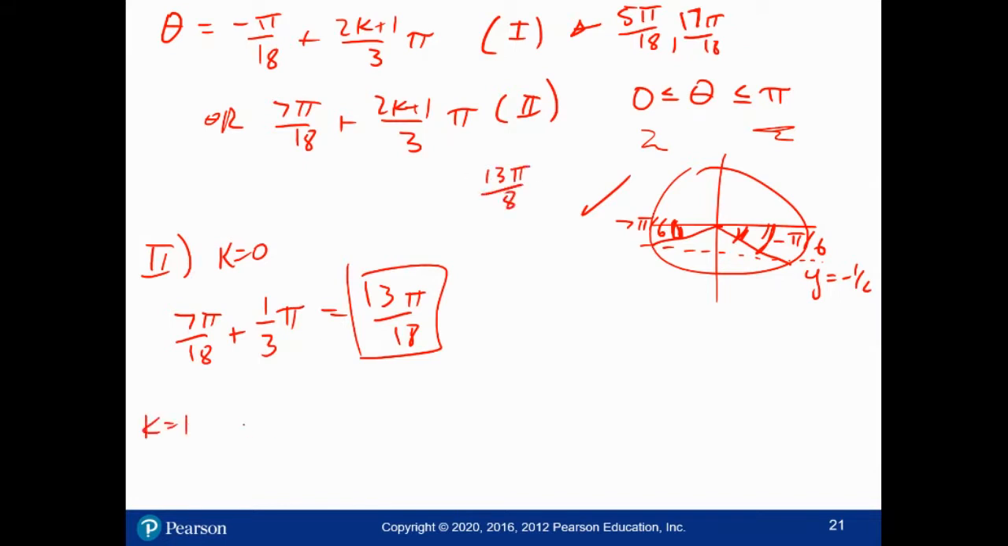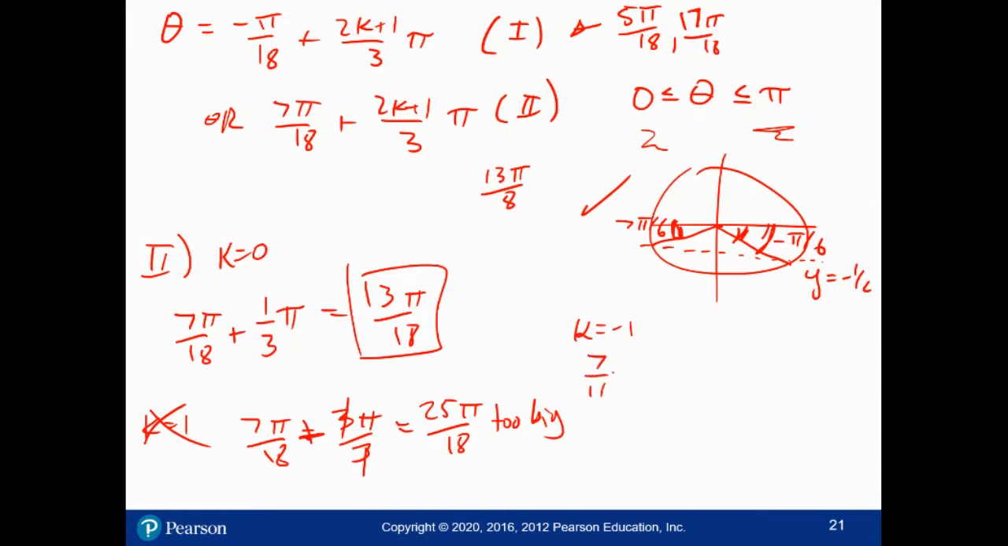If I let k equal 1, we get 7 pi over 18, and now that second part, the 2k plus 1, gives me a plus 3 pi over 3, aka plus pi, or 18 pi over 18, which gives me a 25 pi over 18. This is too big. So k equals 0 worked, k equals 1 didn't, but let's try the other direction. What about k equals -1? Then we get 7 pi over 18. If k is -1, then we get a minus pi over 3. Common denominator is 18. This is going to give me a pi over 18, which works. That is positive and less than pi.